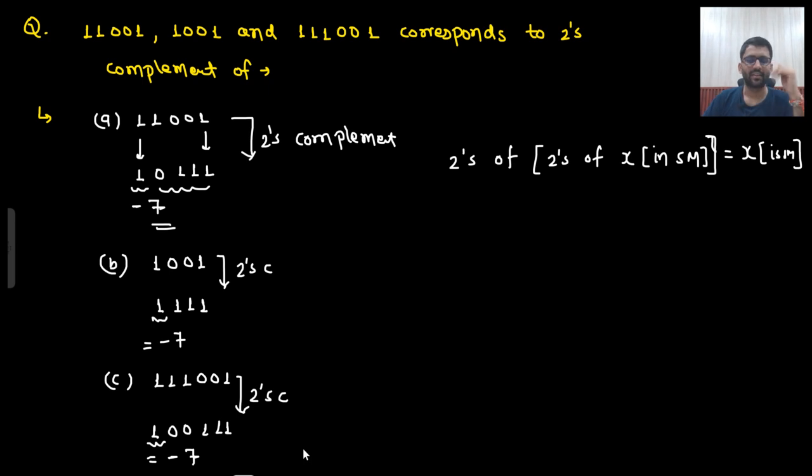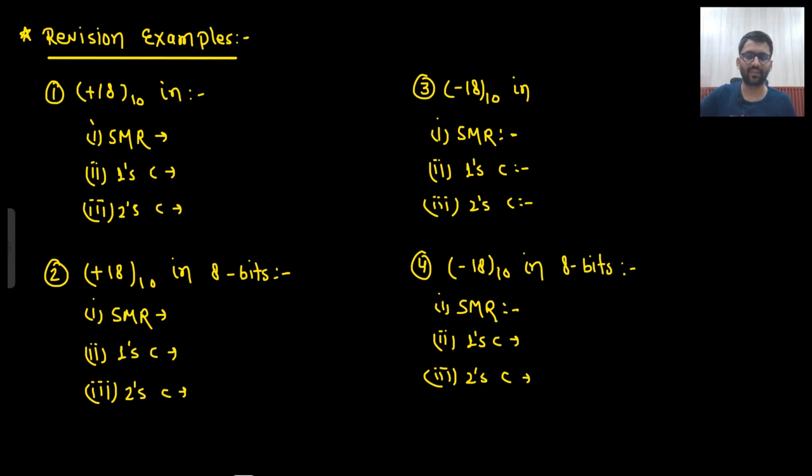All are minus 7. If the question had been write down the 2's complement of minus 7 in 5 bits, this would be the answer. Write down the 2's complement of minus 7 in 4 bits, this would be the answer. Write down the 2's complement of minus 7 in 6 bits, this would be the answer, right? Okay, all are the same number.